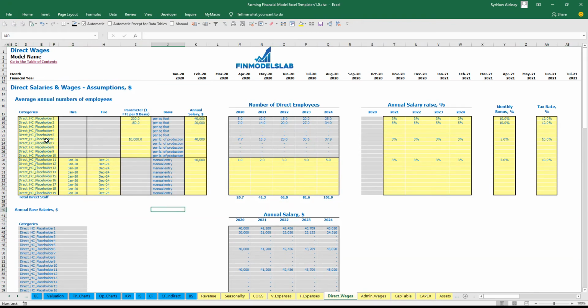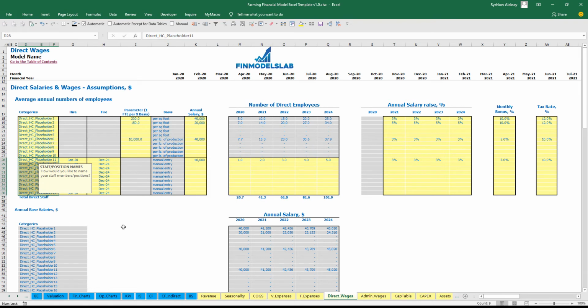The next category or type is to drive your direct headcount as a parameter per pounds of production, meaning that per 10,000 pounds of production you'll have 1 FTE. Again, you can set up salary, salary rise, monthly bonus, payroll tax rate, and you will see the amount of headcount which is needed depending on the production driven by the revenue assumptions.